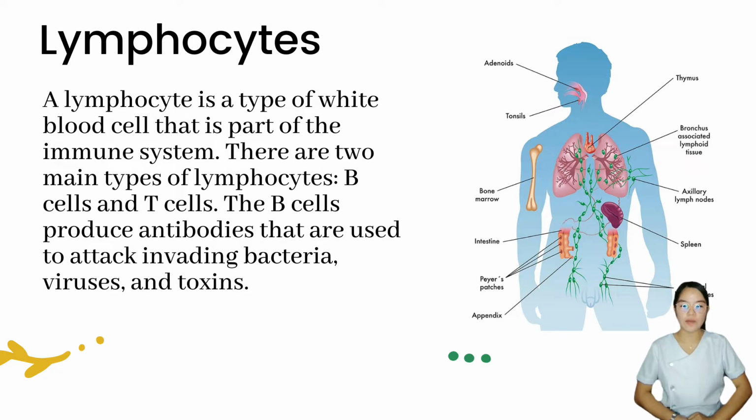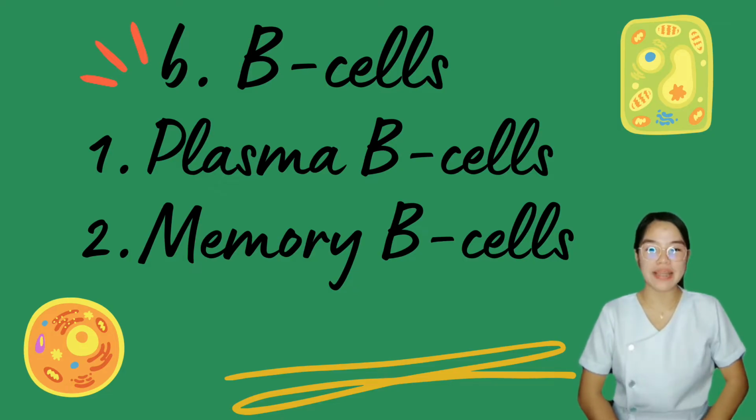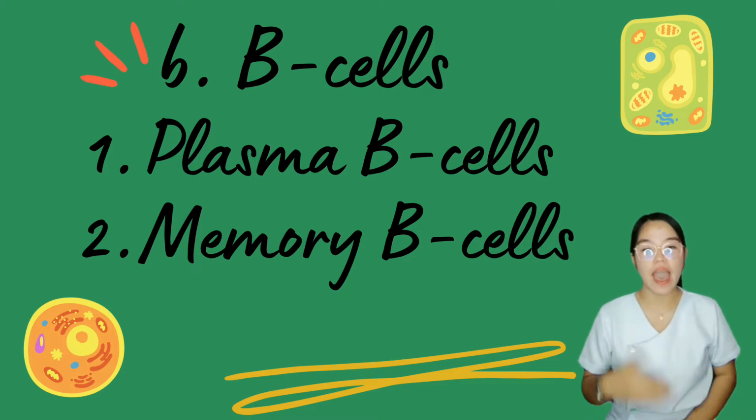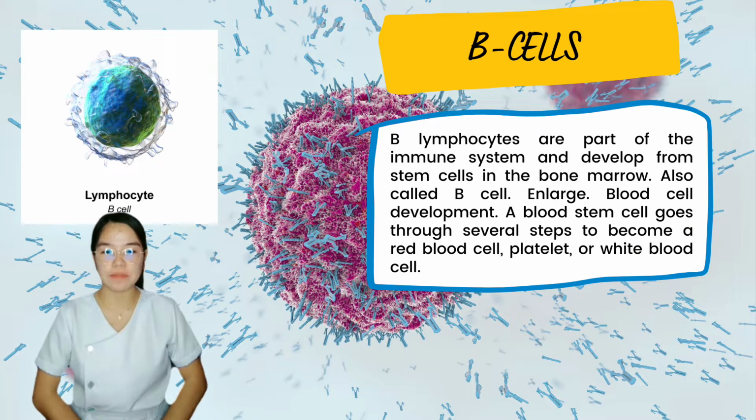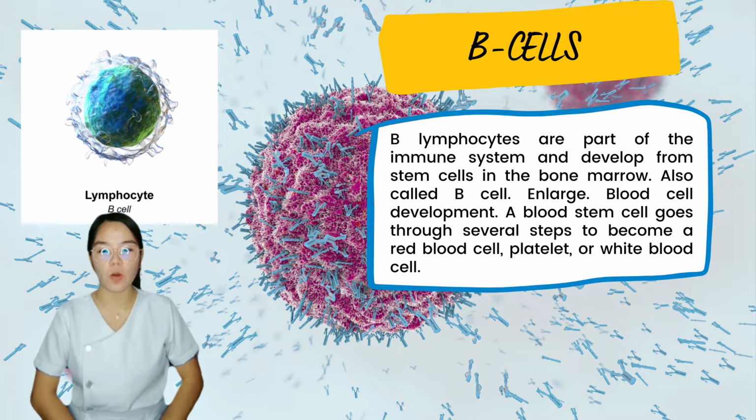Furthermore, a lymphocyte is a type of white blood cell. We also have the B cells and its subcells, which include plasma B cells and memory B cells. B cells, also known as B lymphocytes, are a type of white blood cell of the lymphocyte subtype. They function in the humoral immunity component of the adaptive immune system.